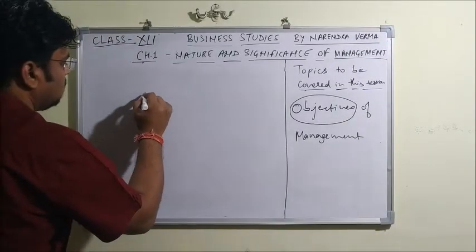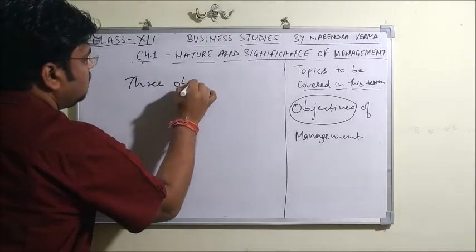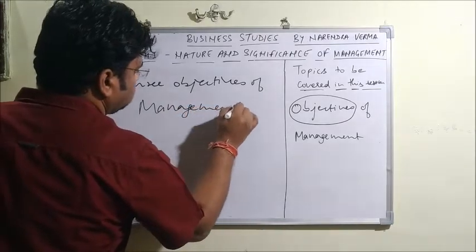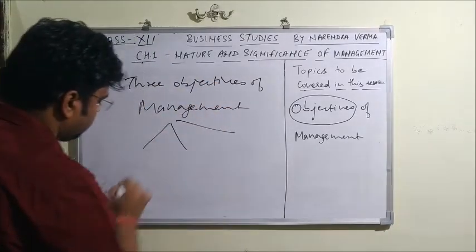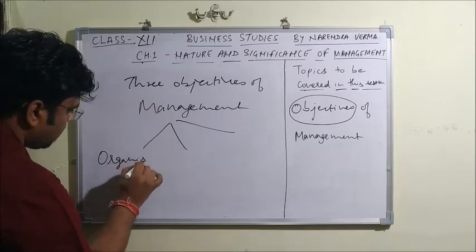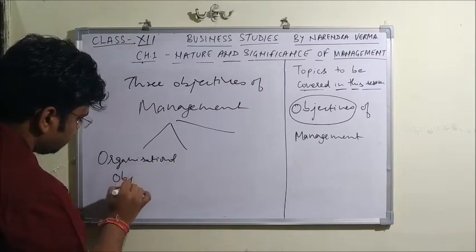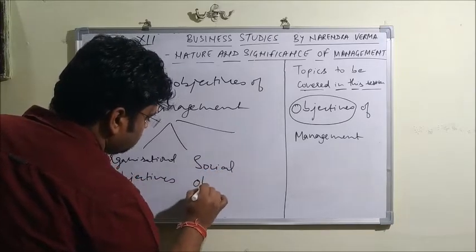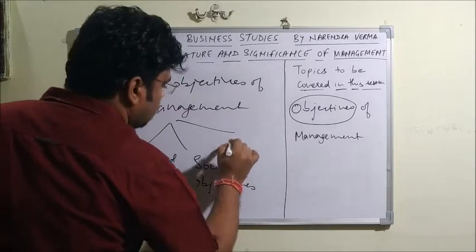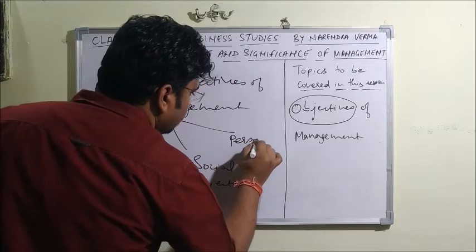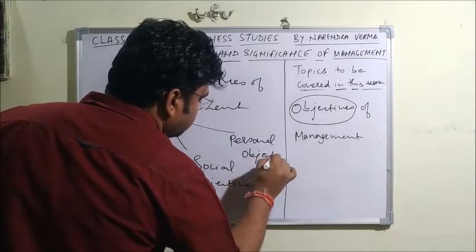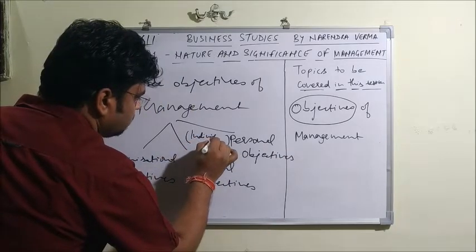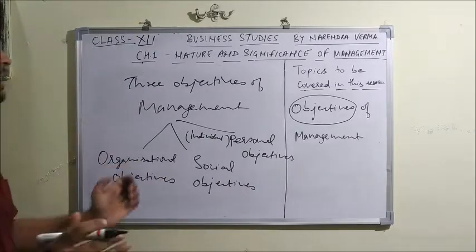There are three objectives of management. The first objective is organizational objectives. The second objective is social objectives. And the third category of objective is personal objectives, which are also called individual objectives. So these are the three categories of the objectives.